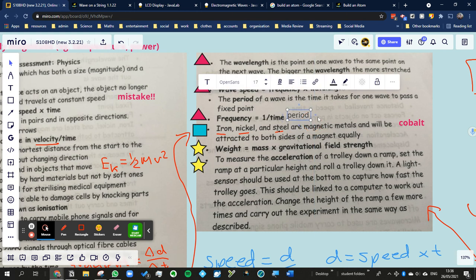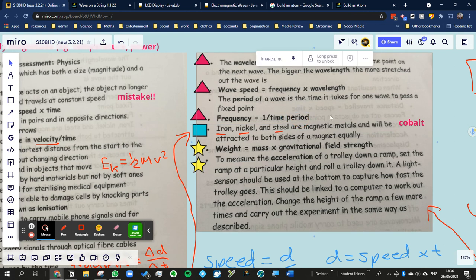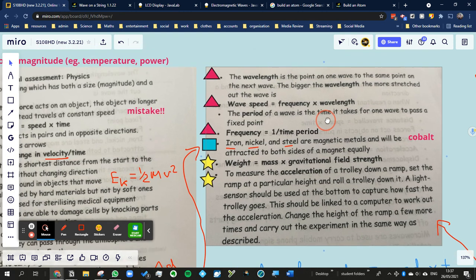Okay. Time period. I didn't talk about wave speed. You can calculate the wave speed by just multiplying the frequency and the wavelength. I could go about proving why that is the case, but we won't do that in this video. The period of a wave is the time it takes for one wave to pass a fixed point. Yeah, the amount of seconds per wave, we said that.